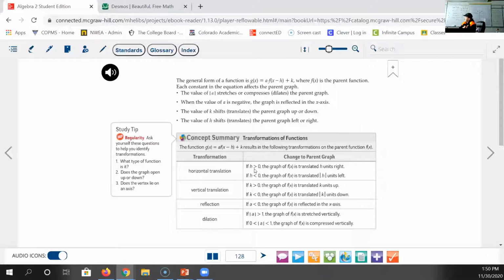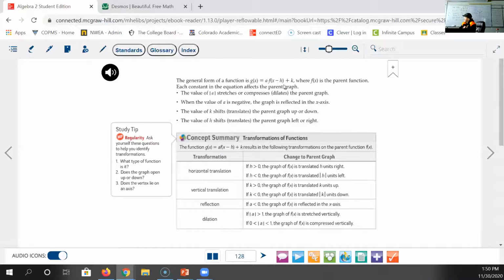And that's if h is greater than 0, the graph of f of x is translated h units to the right. So we have to remember it starts off with a negative, so it's like minusing a positive number. See a minus on the inside, we're translating it to the right. If we see a plus on the inside, we're translating it to the left.